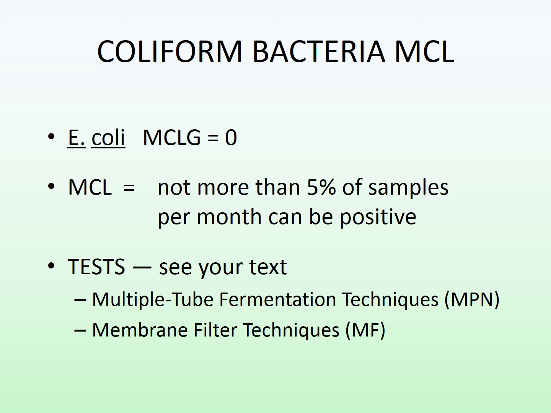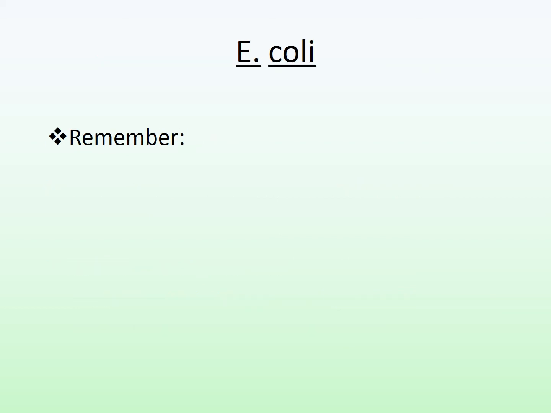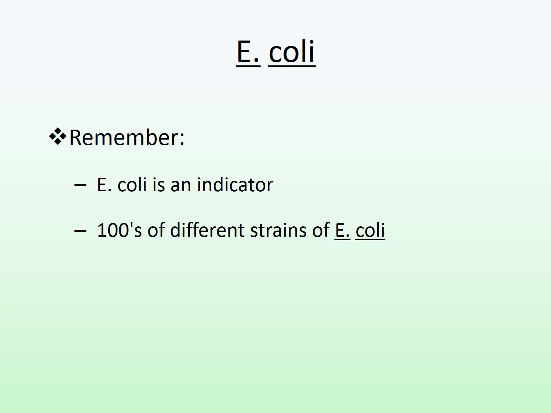So what's important here for E. coli is to remember that E. coli is really not a pathogen. It's an indicator. There are hundreds of different strains of E. coli. Now, if we just take a look at E. coli here, E stands for Escherichia. That's the genus. Coli is the species. And within a species, there are hundreds of strains. So there are hundreds and hundreds of strains of E. coli out there.